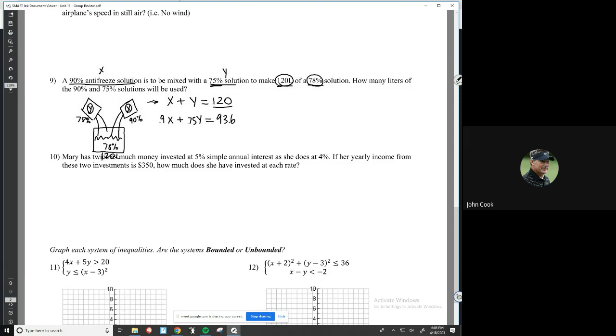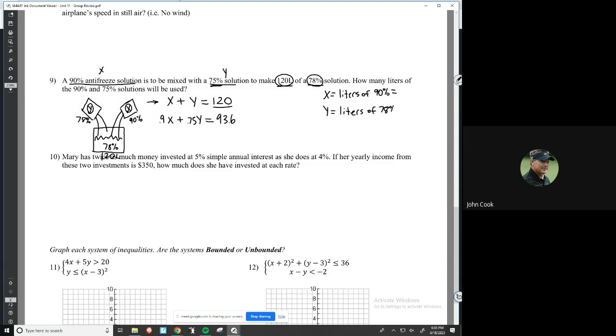I'd get either the X or the Y all by themselves. We have to find how many liters of each is in there, so solving for either variable is fine. Let's start writing up our solution. Let's define our variables. X is the amount of liters of the 90% solution. And then Y is going to be the amount of liters of the 75% solution.